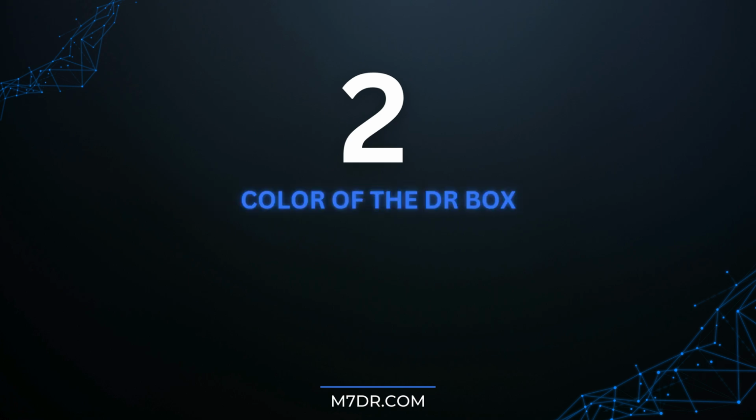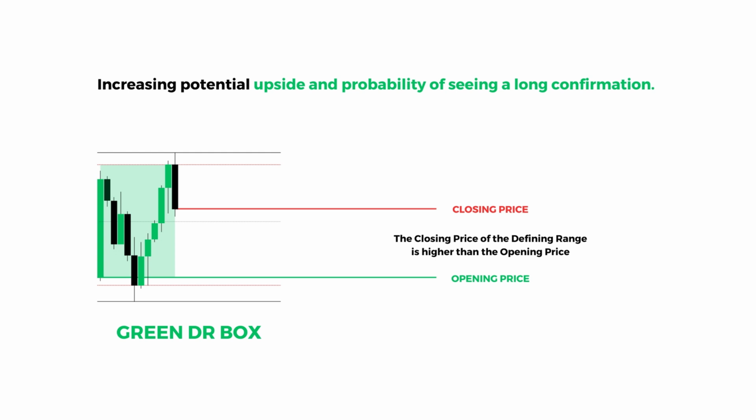Step 2 is crucial yet simple. Identify the color of the DR box. A green DR box forms when the closing price is higher than the opening price, signaling potential upside and increasing the probability of seeing a long confirmation.